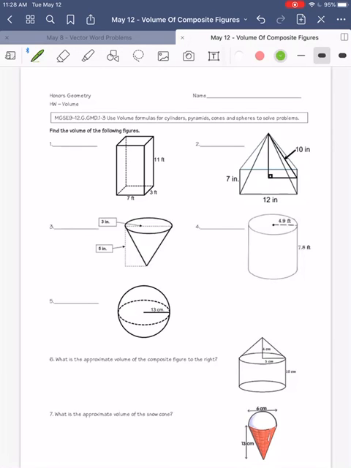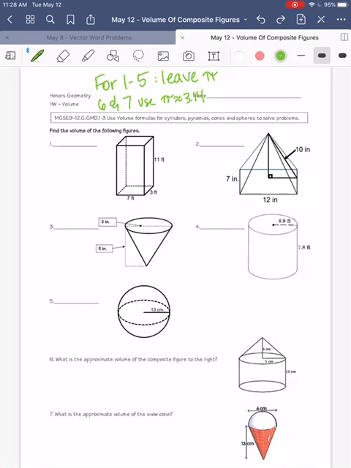Okay, let's say for 1 through 5, let's say leave pi. Leave the symbol pi in your answer. And then for 6 and 7, use pi is approximately 3.14. Okay, so 6 and 7 are your composite figures. On number 7, let's assume this is a hemisphere, okay, instead of a full sphere. Just FYI.